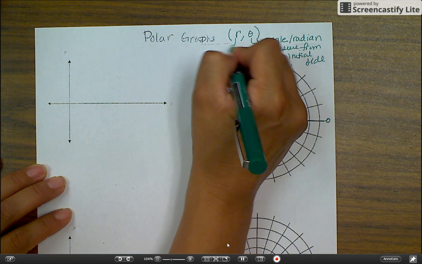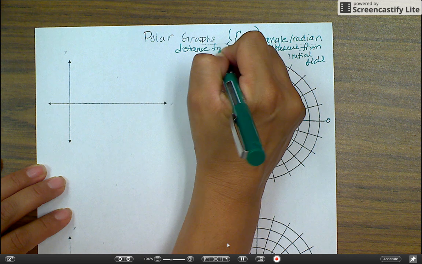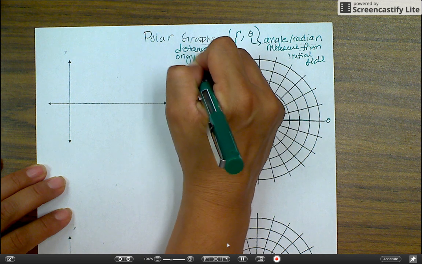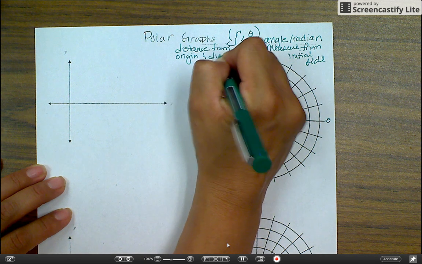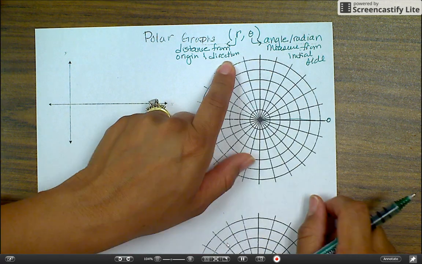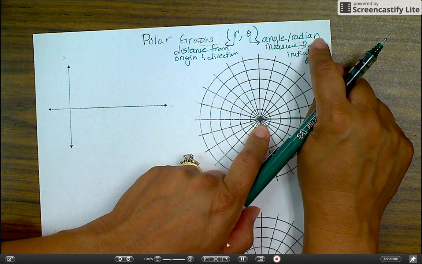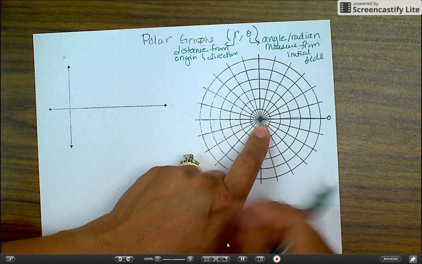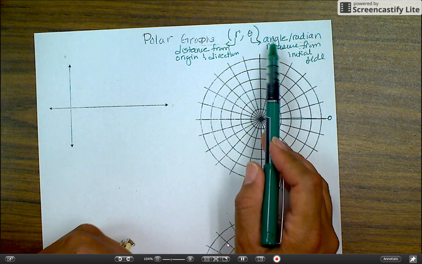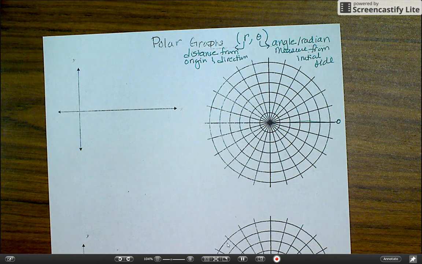Okay, and r is the distance from the origin and direction. And direction meaning if r is positive, then we are going to go in the direction of the given angle or radian measure. If r is negative, then we're going to go opposite our angle or radian measure, in the opposite direction.